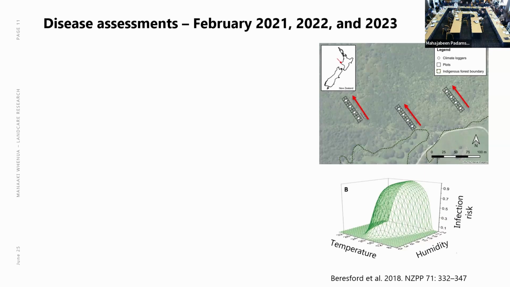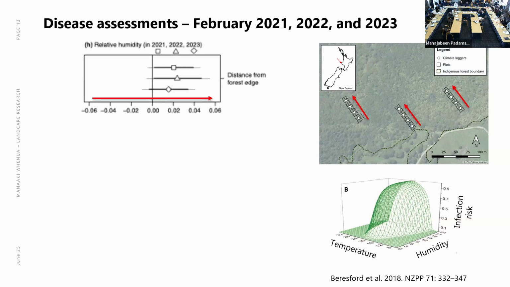But upon looking at the climate data, this is relative humidity. This is the same kind of plot as before. Positive numbers mean a strong influence of distance to edge on humidity in this case, and the different symbols are the different years: 2021 at the top, 2022, and then 2023. This shows that relative humidity tends to increase as you get further from the edge. And this was consistent across all three years. Variable, but a consistent positive trend there. And suddenly it all starts making sense.